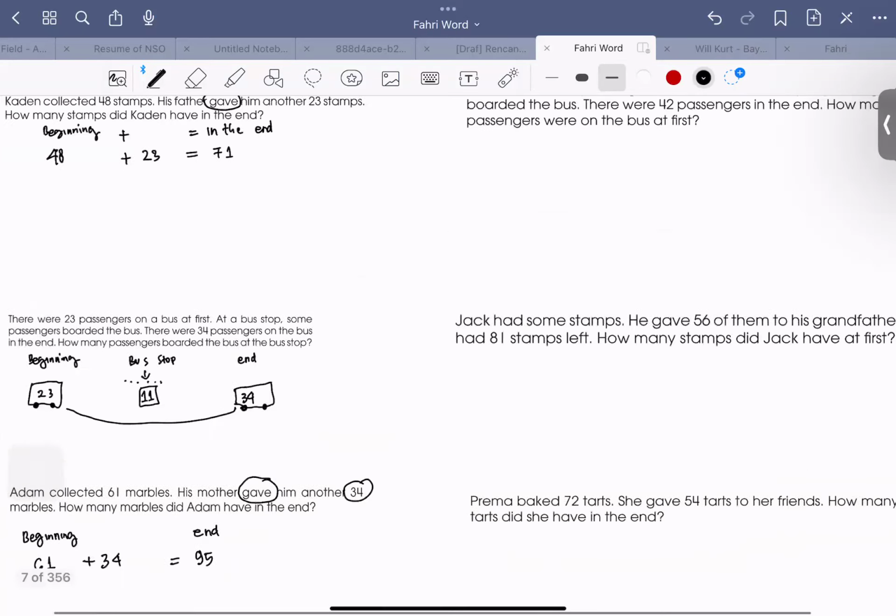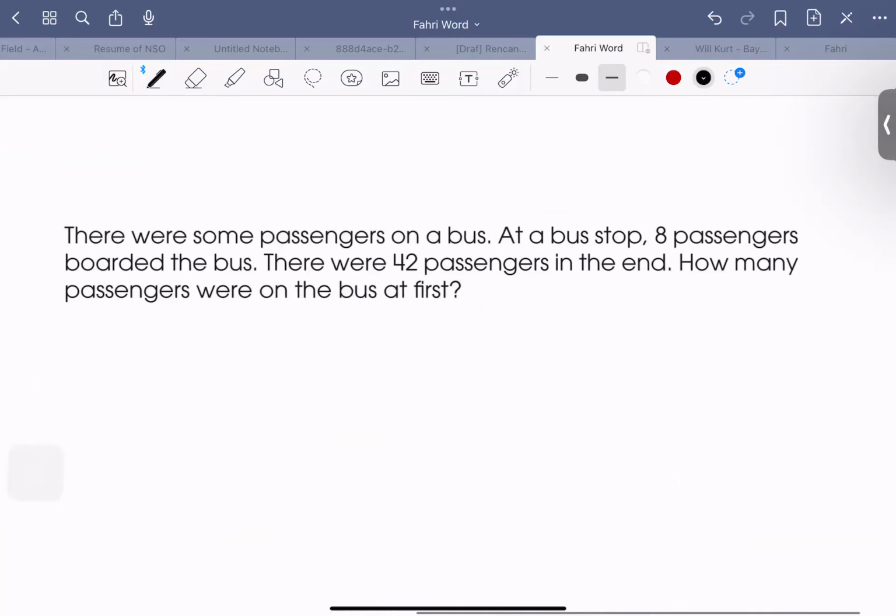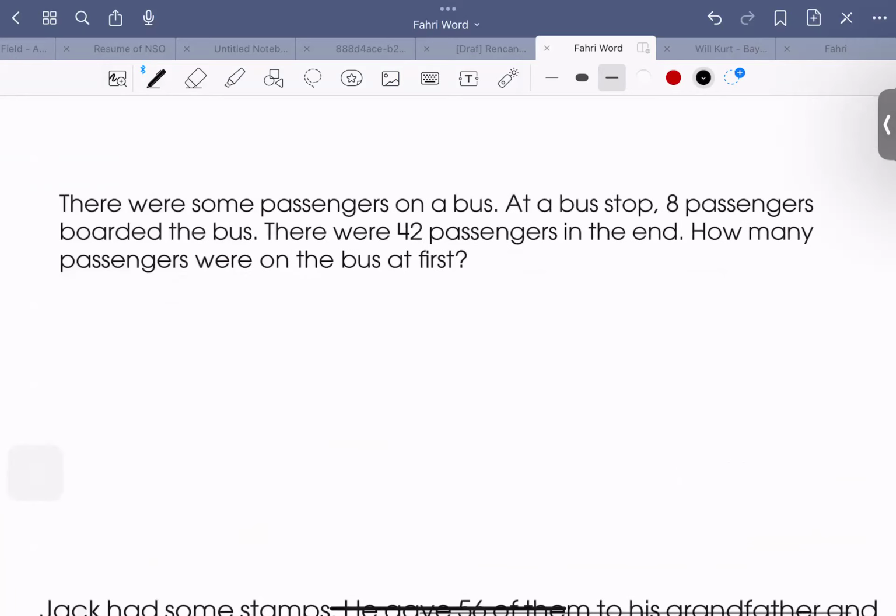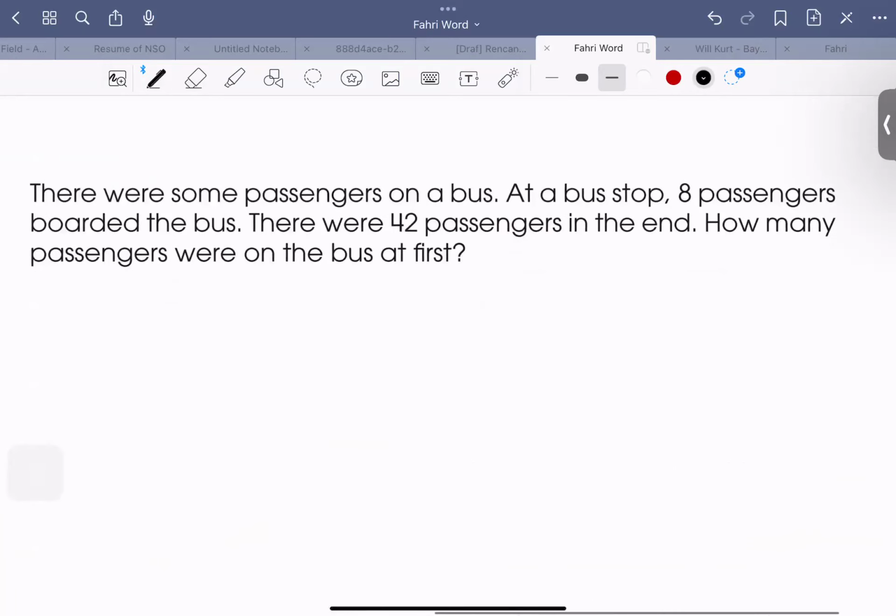The fourth question. There were some passengers on a bus. At a bus stop, 8 passengers boarded the bus. There were 42 passengers in the end. How many passengers were on the bus at first? It's a little bit trickier. We don't know the initial condition.